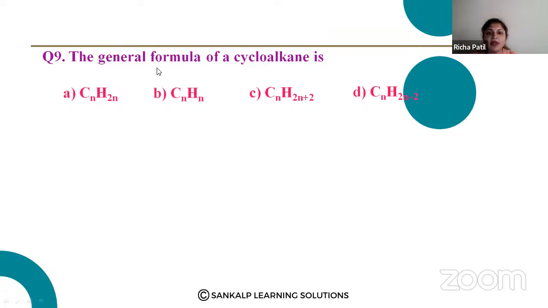Then the general formula of cycloalkanes. For cycloalkane, what is the general formula? Option A, CnH2n. Yes, it is CnH2n, correct.